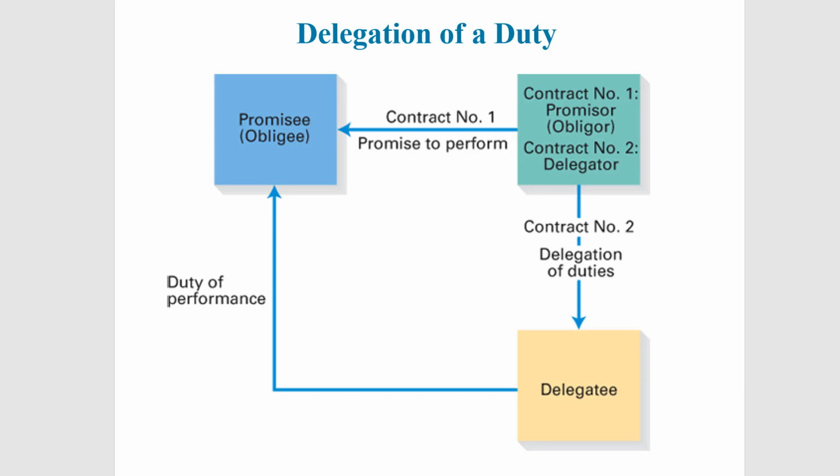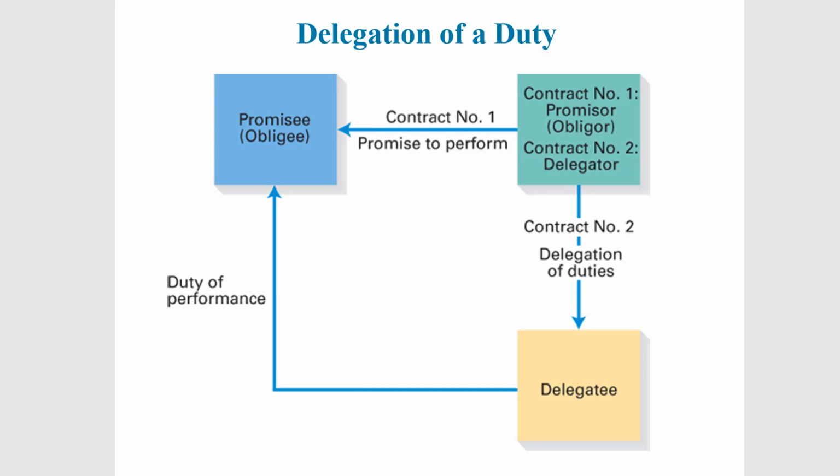So in this example, we have an original contract, contract number one, where a promisor or the obliger promises to perform some act for the promisee or the obligee. And let's say that this is, for the sake of example, a contract to mow somebody's lawn. So the promisor is promising to go mow the promisee's yard.